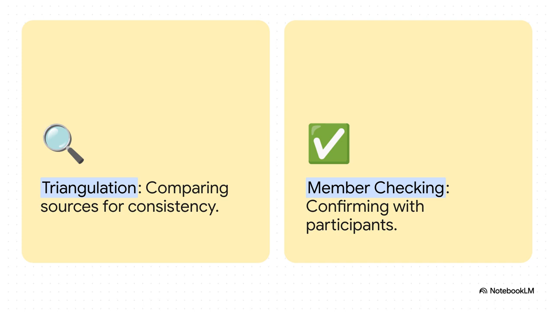The second strategy is member checking. This one goes directly back to the human source. The researcher takes the transcripts or the finding summaries right back to the participants and simply asks, "Hey, did I get this right? Does this accurately reflect what you meant?" It's a great way to massively reduce the chance of the researcher misinterpreting things.